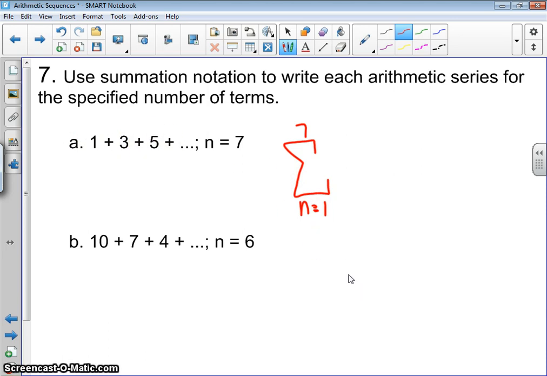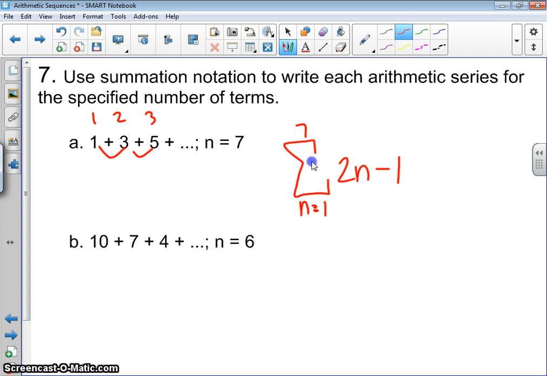Make sure we got it right. So I'm going to look and find what these are going up by every time, and that's 2, and that goes in front of n. And so then remember, in explicit, we want to be able to get from 1 to 1, 2 to 3, 3 to 5. And so 1 times 2 would be 2, minus 1 would give me 1. So let's check it. 2 times 2 is 4, minus 1 would give me 3. 3 times 2 is 6, minus 1 would give me 5.